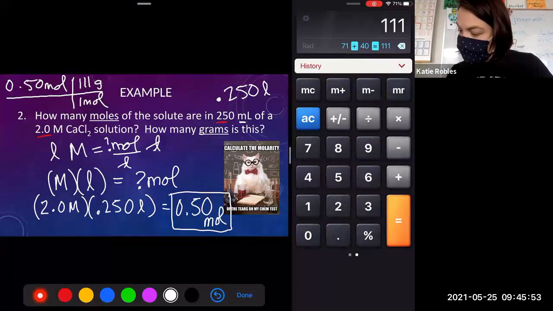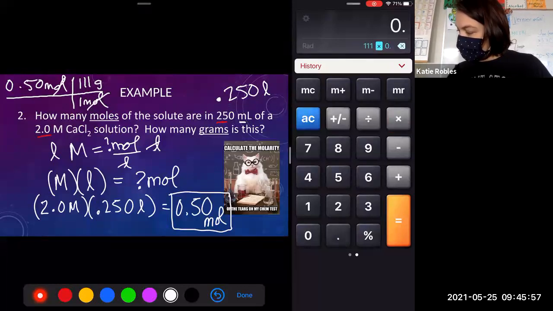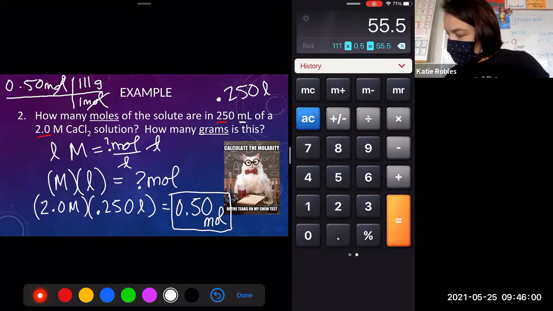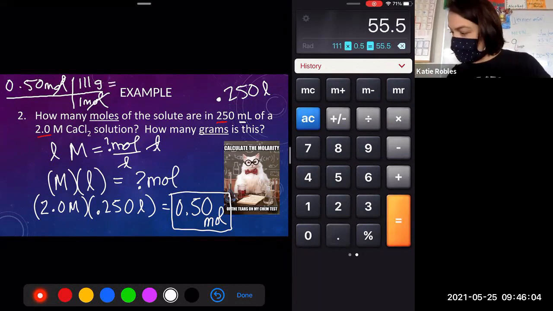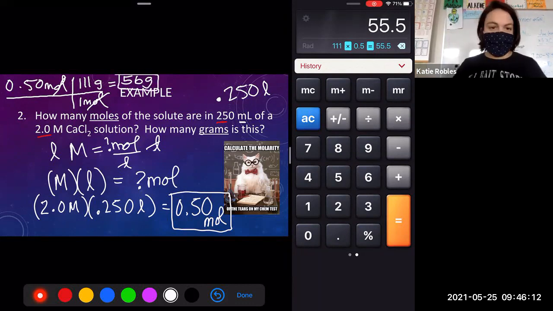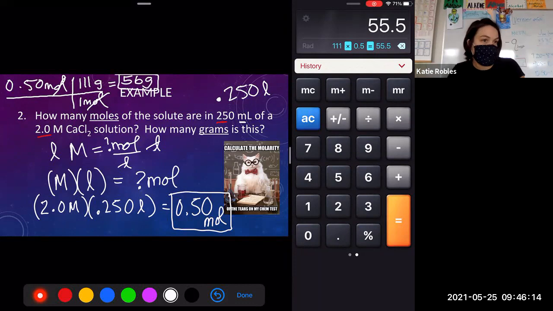My moles are going to cancel. That 111 times 0.5 is going to give me my grams, which again, I want to keep the correct number of sig figs, which is 2. That's going to be 56 grams of this, right? 55.5 turns into 56 grams.